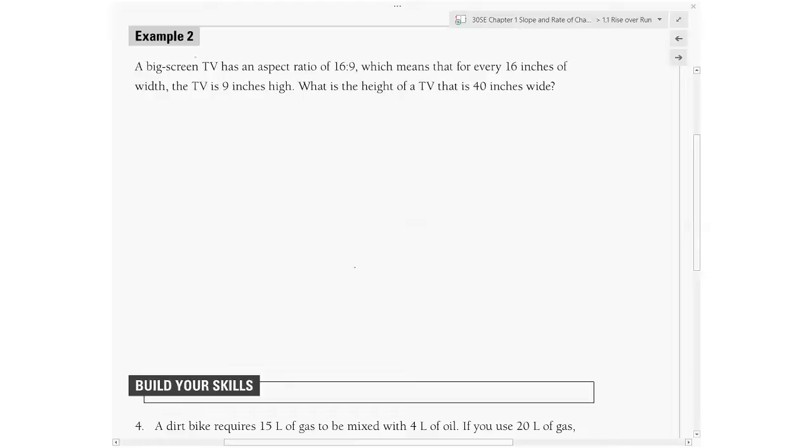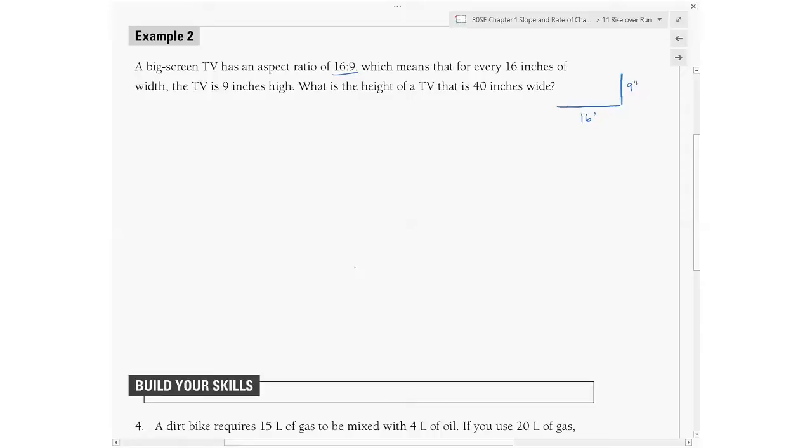Let's look at example 2. So a big screen TV has an aspect ratio of 16:9, which means that for every 16 inches of width, the TV is 9 inches high. So for every 16 inches of width, so if this were 16 inches, it would be 9 inches high. So let's write that as a ratio.